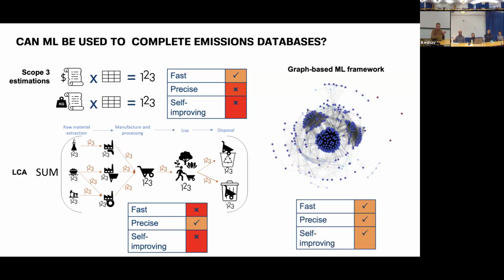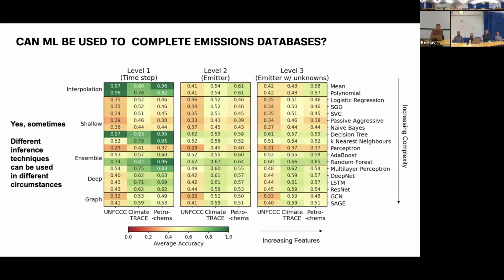And what Luke's trying to do is to use this graph-based work to try and come up with something that would be much faster and precise and able to improve as you put better data in there. So that's what Luke can correct me if I'm wrong. We've been doing some work in MLBUs to complete emissions databases. So this table is quite complicated. We've got a whole lot of different methods on the right-hand side coming down.